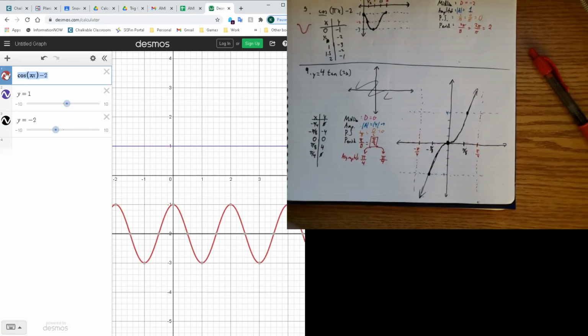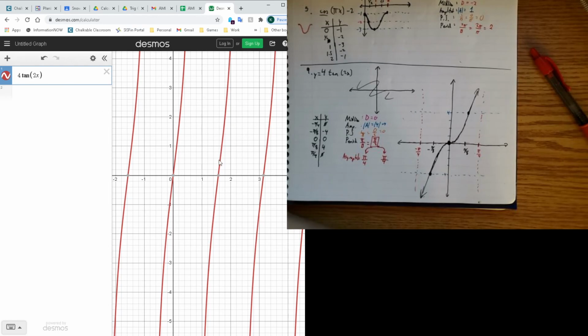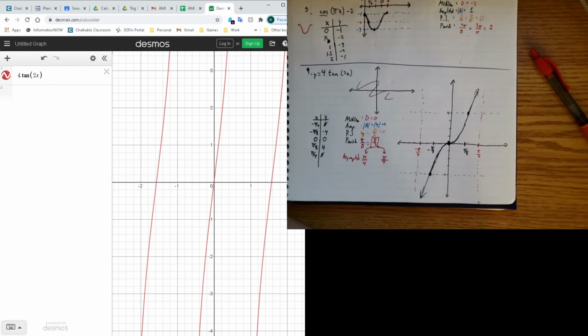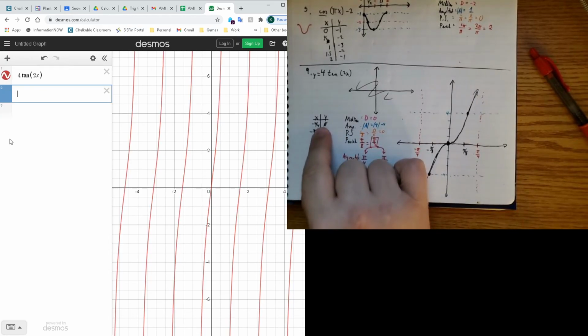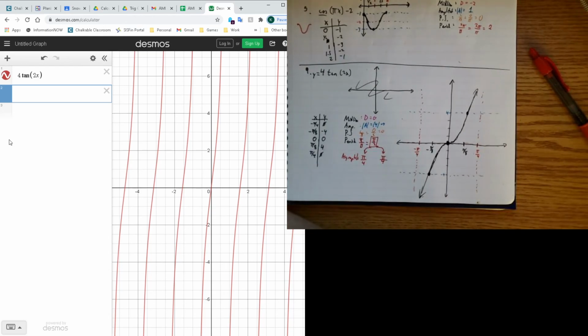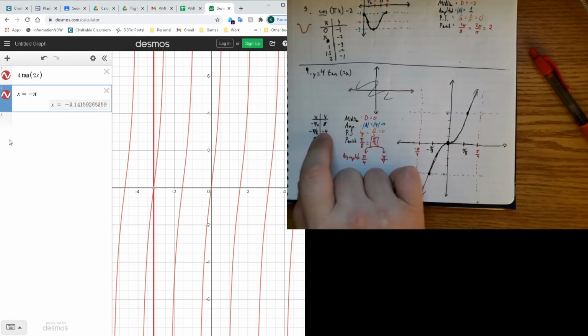All right. Desmos, check my work. How did I do? So my function is 4 tangent of 2x. Okay, this is looking interesting. Let's see what's happening at some of these values. I'm going to first check my asymptotes, which are at -pi/4 and +pi/4. So I type in x, because those are my x values, x equals -pi/4.